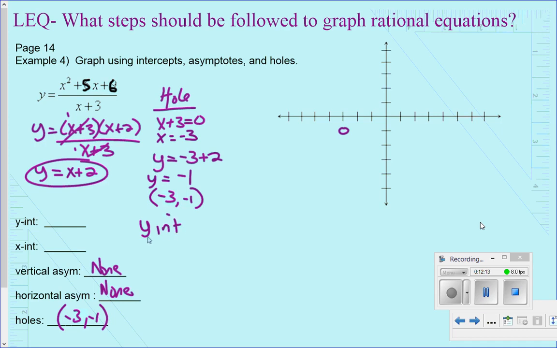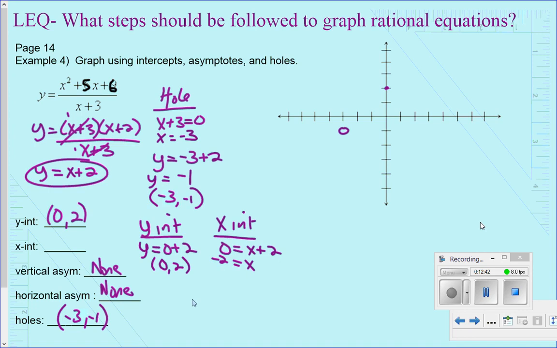I'm going to go ahead and get the x and y intercepts. So y-intercept, I'm substituting 0 in for x, and this goes into the simplified equation, not the original. So y is equal to 0 plus 2. So 0, 2 is my y-intercept. So I'll plot it. And x-intercept, putting 0 in for y, solving for x. So -2, 0. Let me plot that.